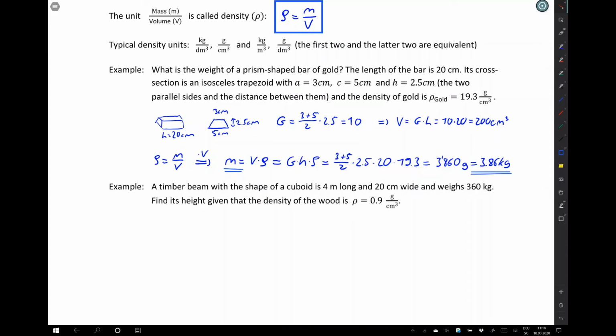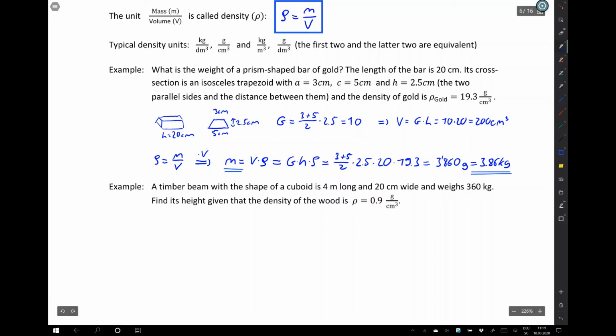The first step consists of using the same units everywhere. We have here 4 meters and 20 centimeters. We have kilograms here, and the weight is given in grams per cubic centimeter. Well, probably what makes most sense is to use the unit kilograms per cubic decimeter. It's still 0.9, so we need everything in kilograms and decimeters.